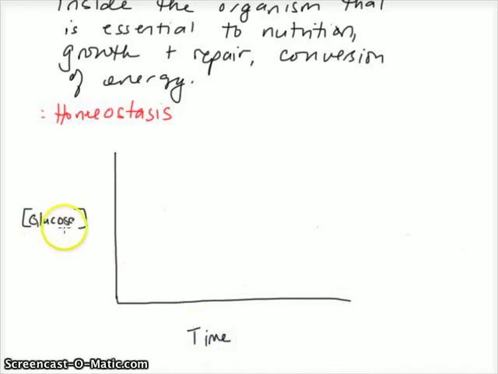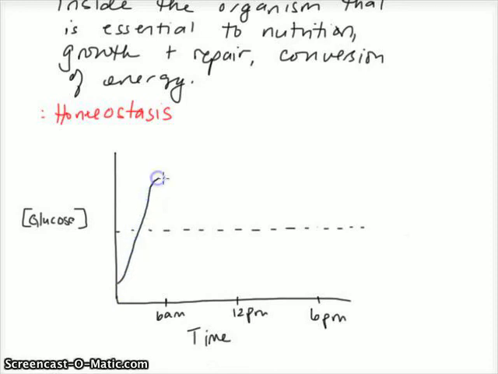So here on the y-axis we have the concentration of glucose, and these two brackets mean concentration. And on the x-axis we have time. And we're going to label this 6 a.m., 12 p.m., and 6 p.m. And we're going to distinguish the normal levels here using the dotted line. So we wake up in the morning and we are hungry, so we decide to go downstairs to the kitchen and we make something to eat. What we have is scrambled eggs, hash browns, maybe sausage, and a glass of orange juice.